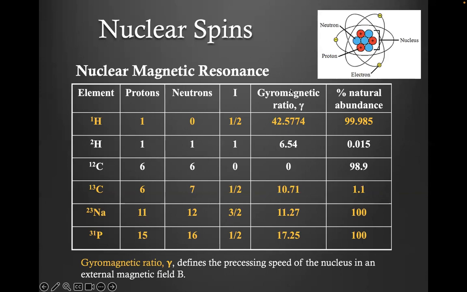An important parameter is gyromagnetic ratio, gamma. That defines how fast these elements are going to precess in the magnetic field. And here I'm mostly going to focus on proton imaging because that's like 99% of the imaging that's being done here.